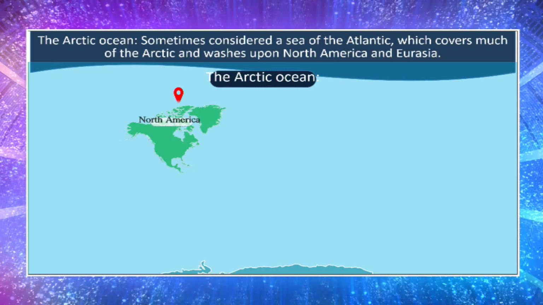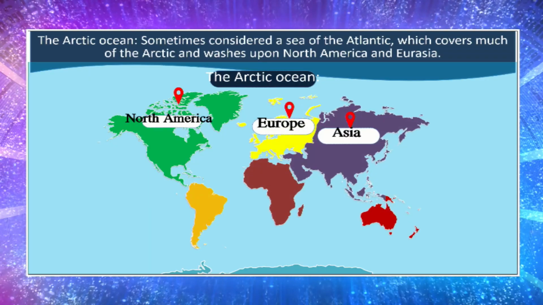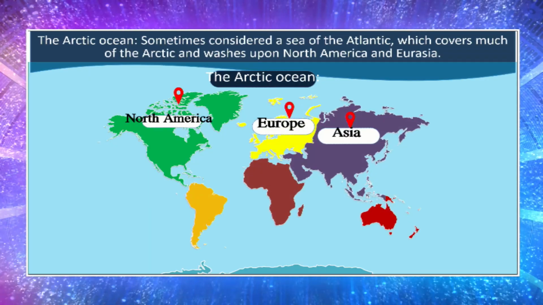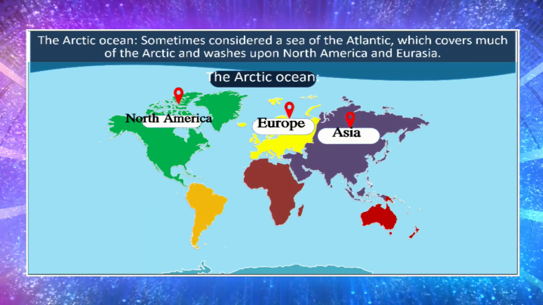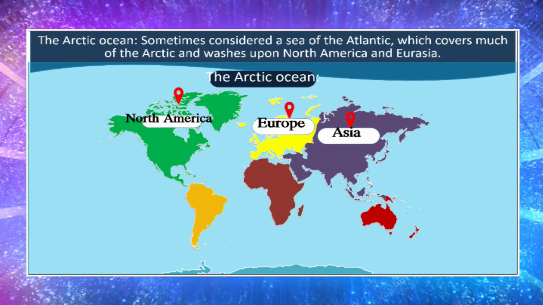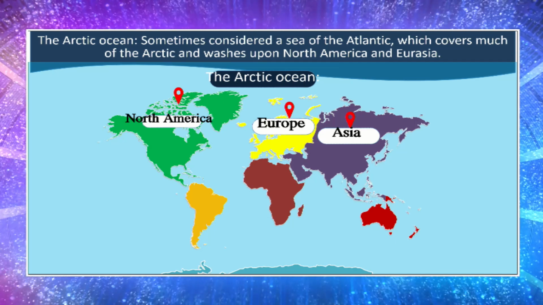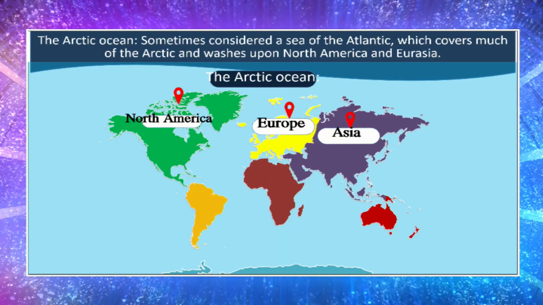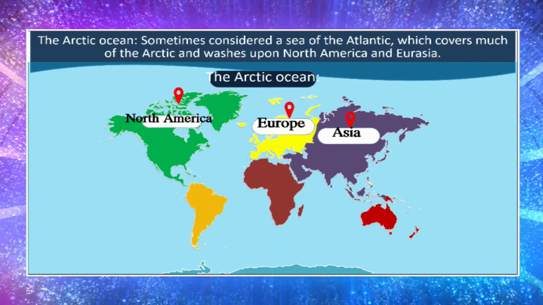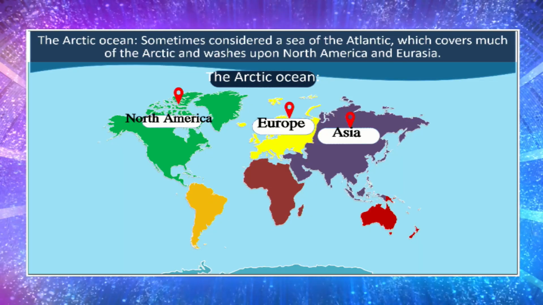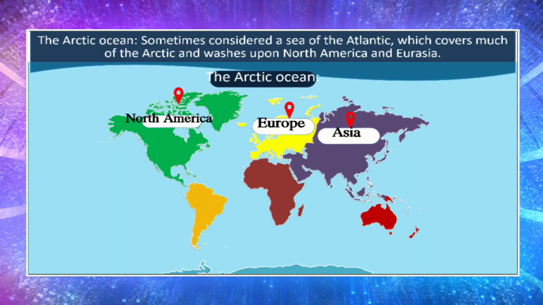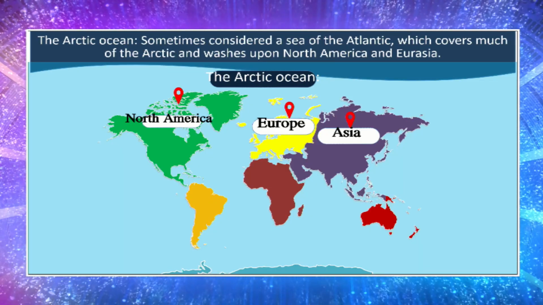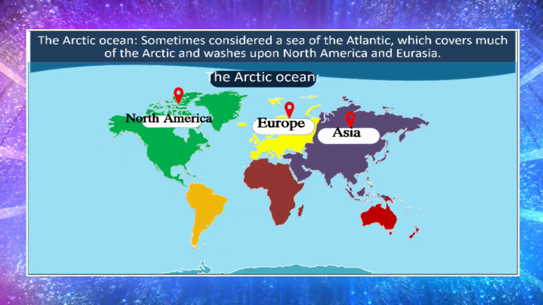It is sometimes considered as a sea of the Atlantic, which covers much of the Arctic and washes upon North America and Eurasia. These Antarctic and Arctic Oceans are now called the frozen oceans, children, because the sun rays reach slanting towards the poles. These two poles are totally frozen into ice, and that is the reason the Arctic Ocean and Antarctic Ocean are also frozen into ice.